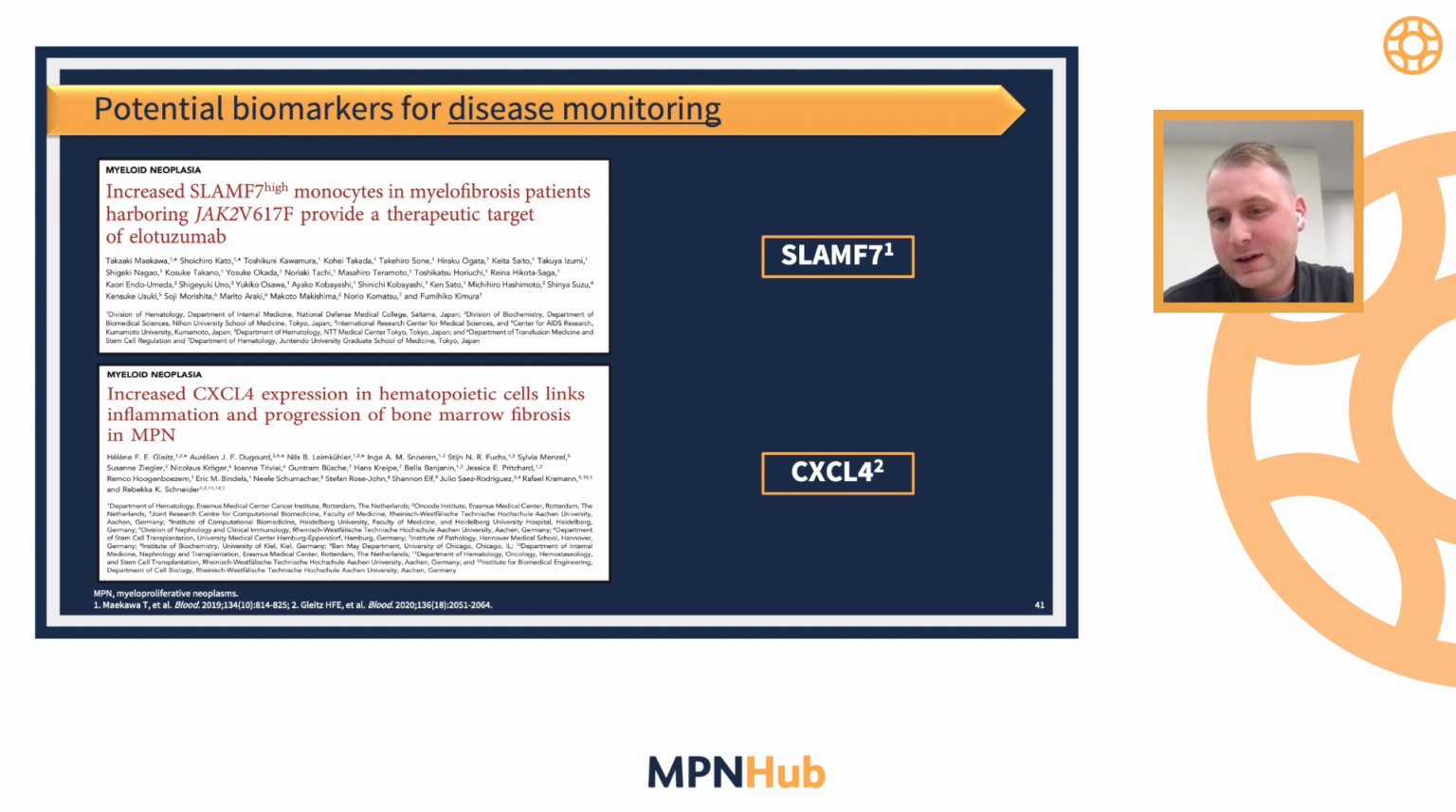And another great paper published by the Schneider-Kramann group showed that another pro-inflammatory cytokine, so not the C-reactive protein that I showed before, in this case CXCL4, that's also a cytokine that can be expressed in the bone marrow, and that higher levels are associated with increased risk of fibrosis, showing that maybe this cytokine could be a potential biomarker that indicates an increased risk of fibrosis. Next slide.